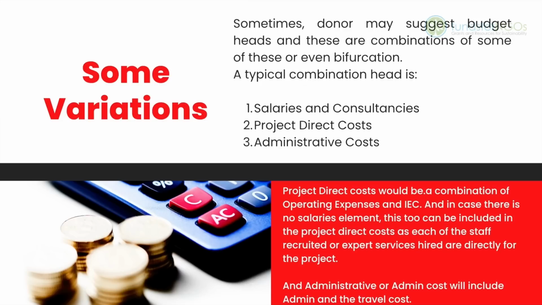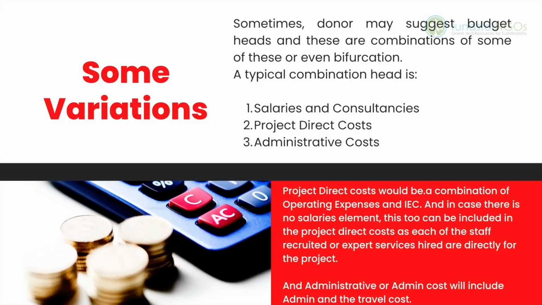Some variations. Sometimes a donor may suggest budget heads that are combinations of some of these, or even bifurcation. Bifurcation can be done as per donor requirements. A typical combination head is salaries and consultancies, project direct costs, administrative costs. In this case, project direct costs would be a combination of operating expenses and IEC.